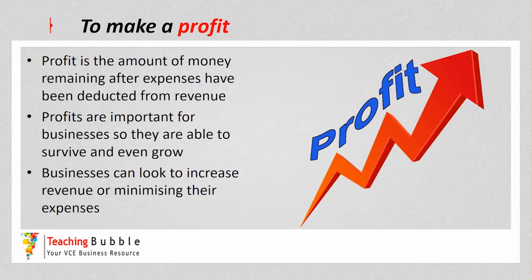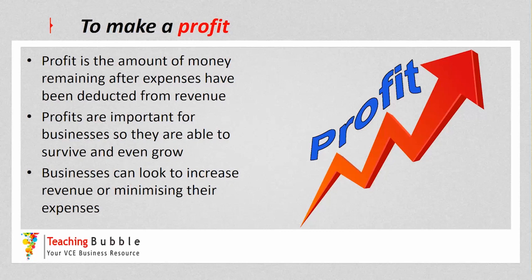The first objective is to make a profit. As we mentioned in earlier videos, a business is one that's aiming to make a profit through the sale of goods and services, so it makes sense that one of their objectives is to make a profit. Now, while there are many different forms of profit, this is not an accounting class, so we simply need to think of profit as the amount of money remaining after expenses has been deducted from revenue.